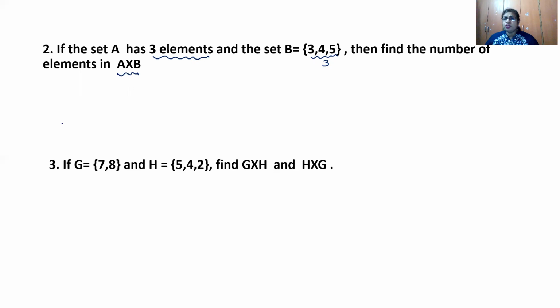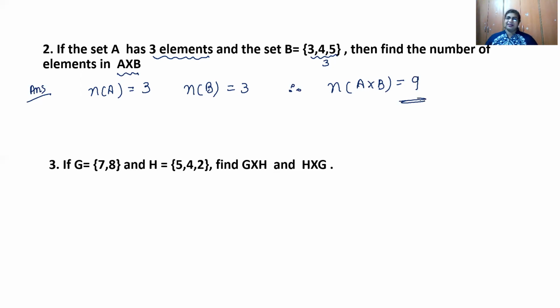I had given you one note. If n of A is equal to m and n of B is equal to n, then what is n of A cross B? How many elements are there in A cross B? mn elements. So same way here, my solution: n of A, the number of elements in the set A, is equal to 3. Number of elements in the set B is also 3. So therefore, the number of elements in the cross product A cross B is equal to 3 into 3, which is equal to 9. Very simple it is. Okay. Hope you have understood.